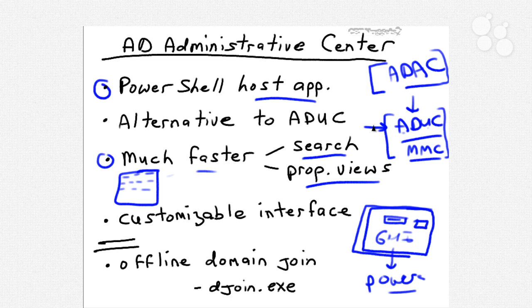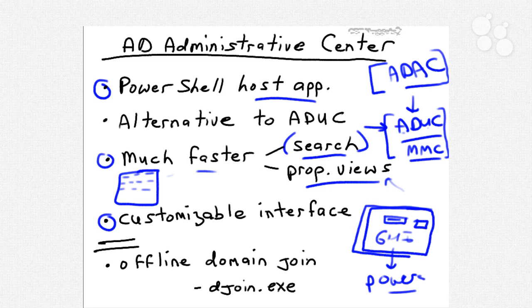I think you'll be very pleasantly surprised when we look at Active Directory Administrative Center on how much faster the interface is as far as locating user accounts, locating computer accounts, locating group accounts, all this. And as I said, the property view is much easier on the eyes and much faster. Lastly, you have the ability to customize the interface to suit your administrative style.